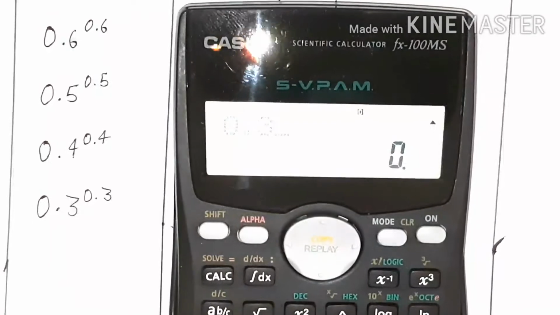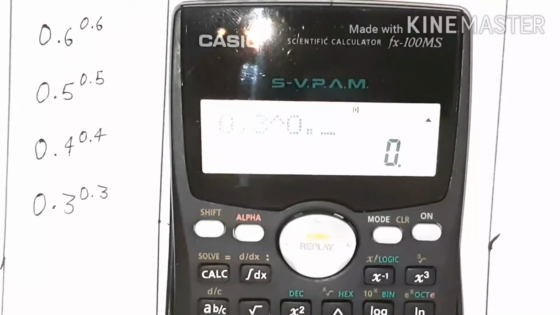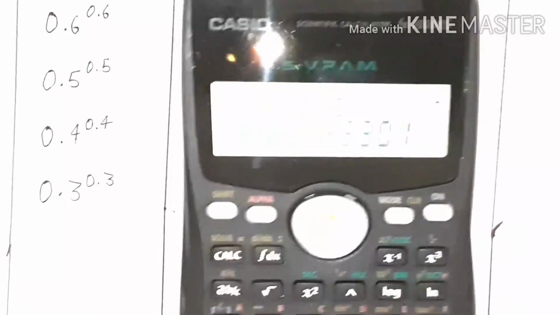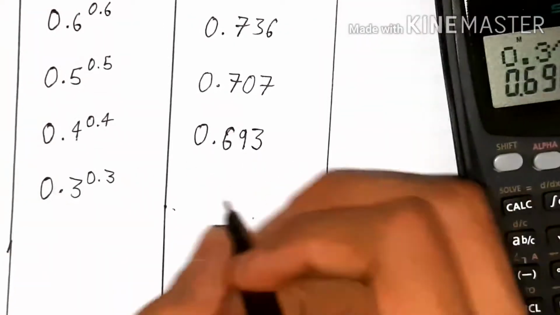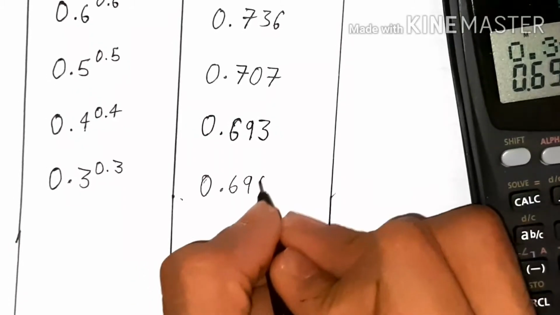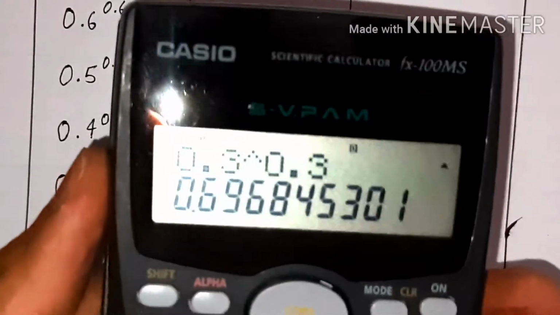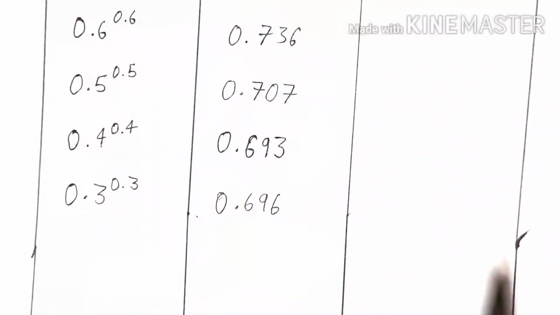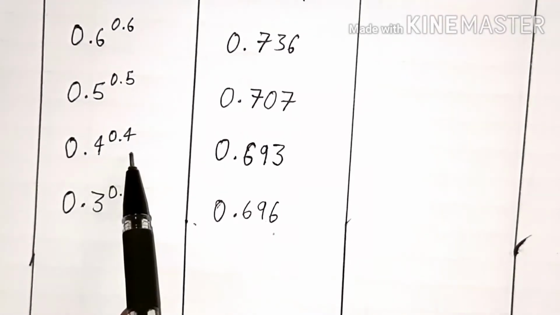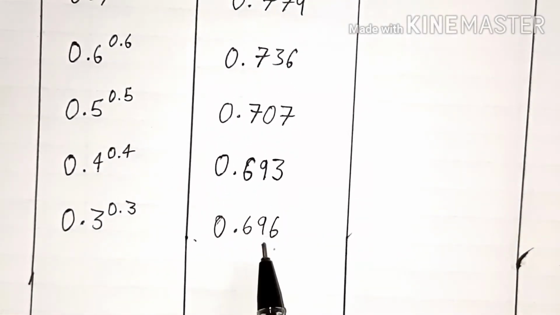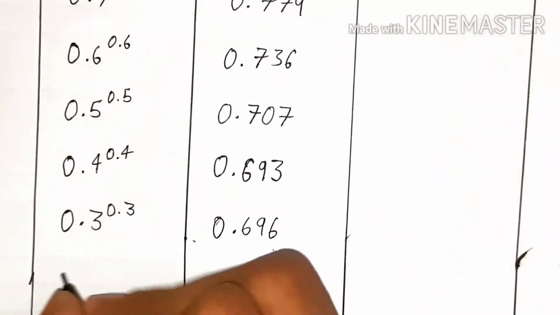Over here we have 0.3 raised to 0.3. We have 0.696. What? The number has increased from 0.693, that was 0.4 raised to 0.4. We got 0.696.